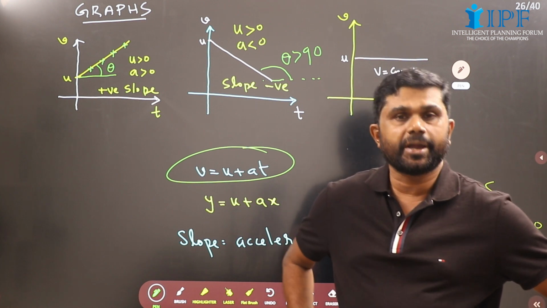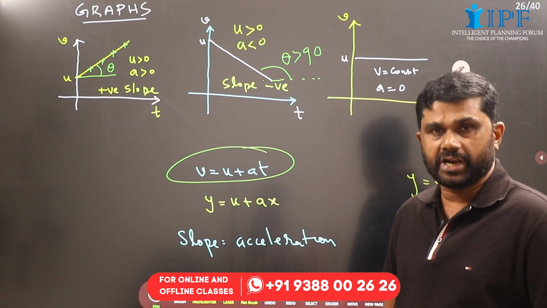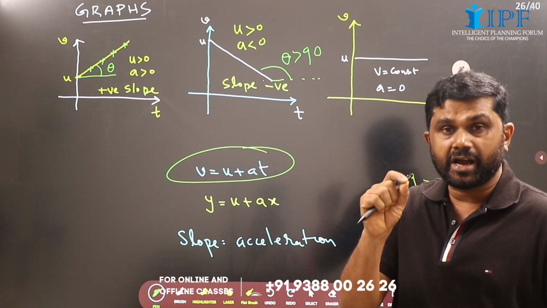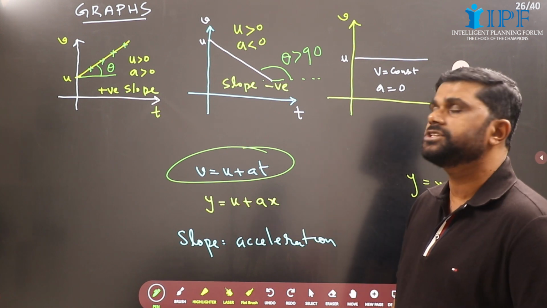It is of the form y equal to mx plus c. Okay, what stands for m here? It is the acceleration, and m is nothing but the slope of the line. So the slope of the velocity time graph represents acceleration. Okay, and the y-intercept is the initial velocity.